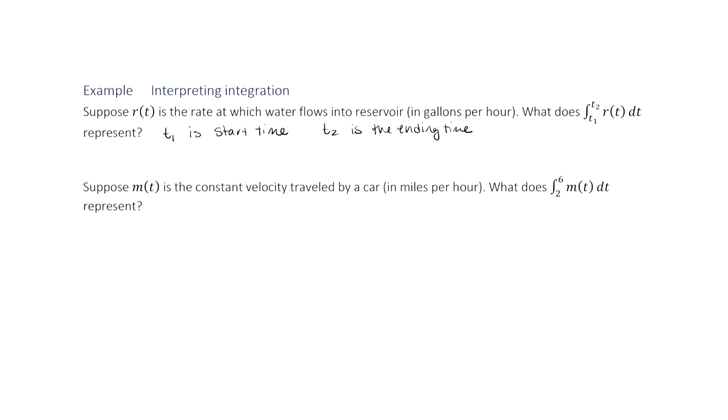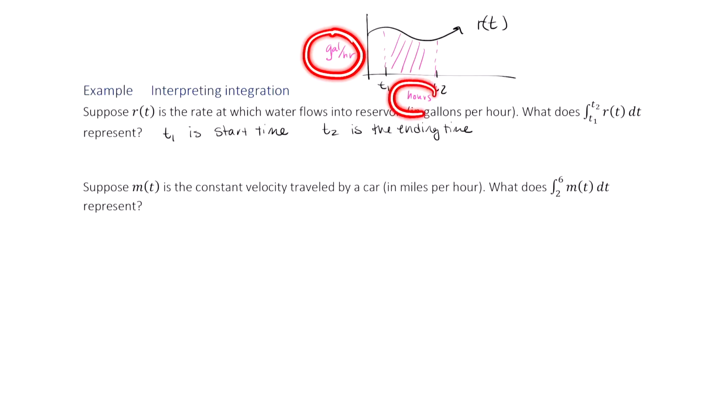And the area, so if this is R of t, say this is what R of t looks like. And here's T1 and here's T2. Well, this total area, and this is water flowing in. So this is gallons per hour and this is hours. This area here, when we figure out this area, we're going to multiply gallons per hour times hours.